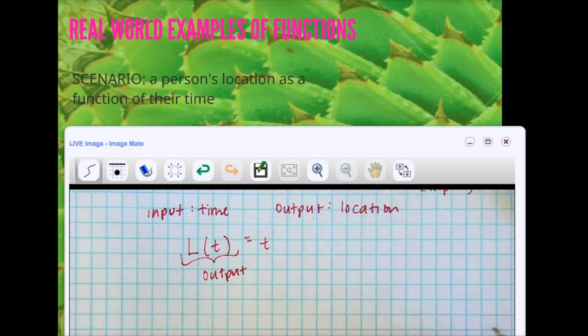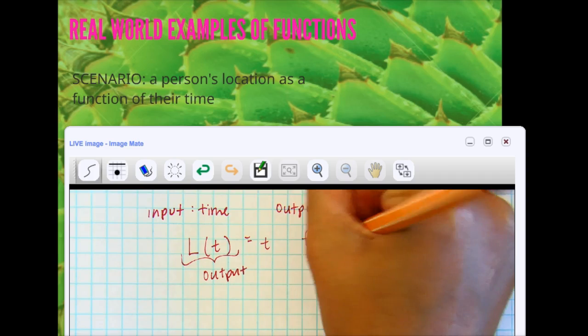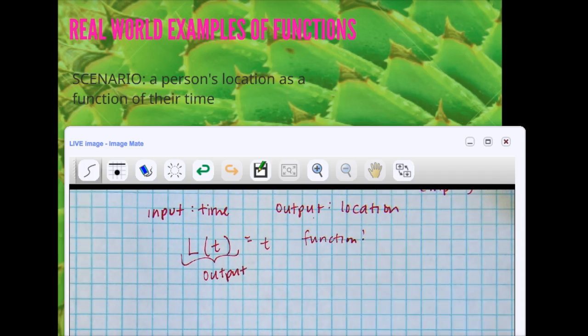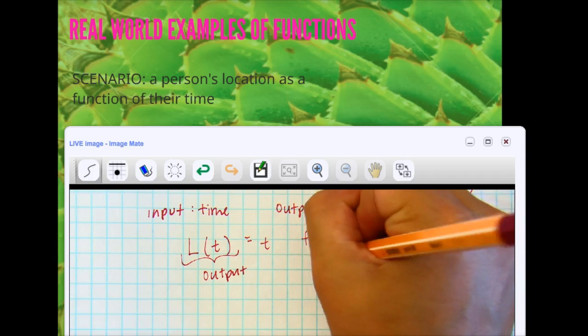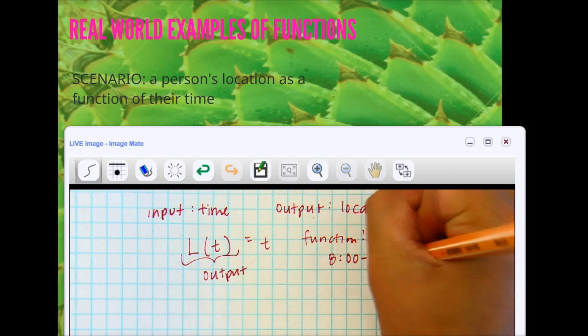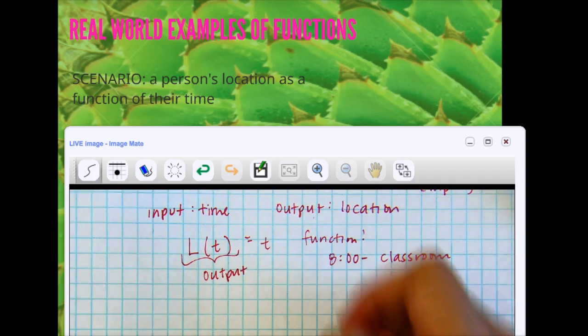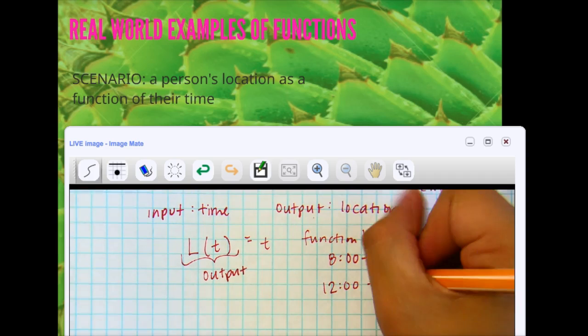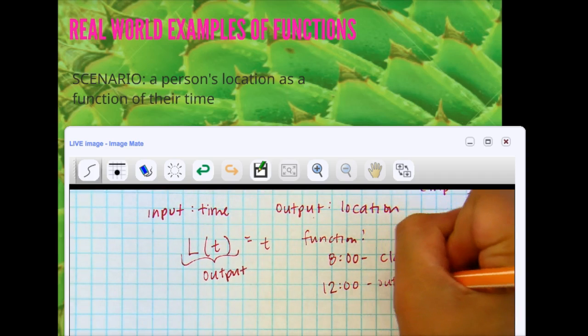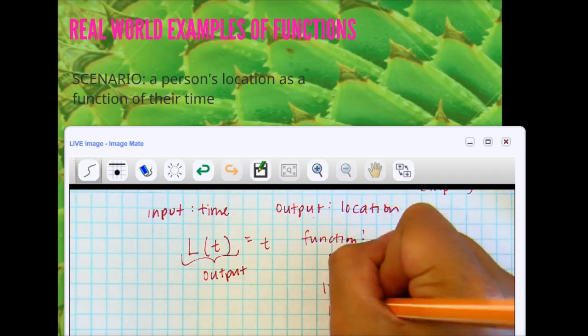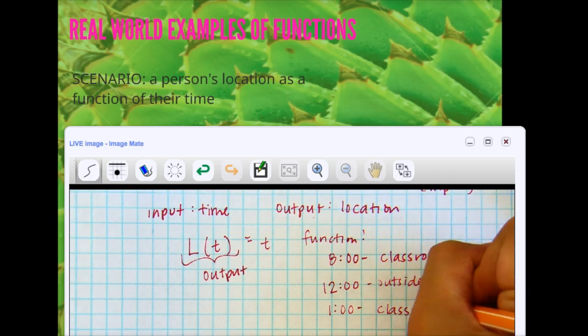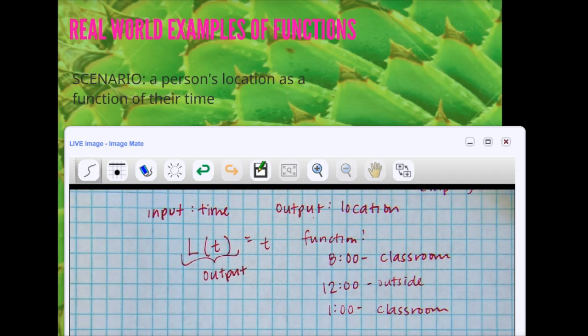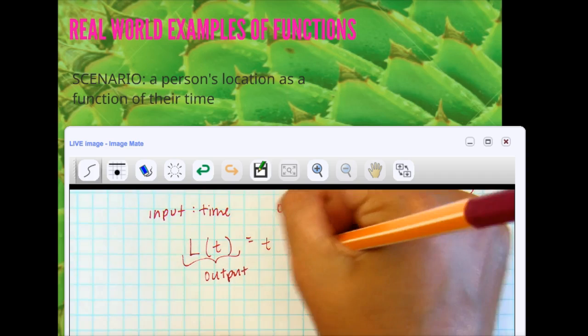So in this case, this is a function. If I consider different times, maybe at 8 o'clock, I'm in my classroom. And then at 12 o'clock for lunch, I decide to go outside. And then at 1 o'clock, I'm back in my classroom. But I can't be both in my classroom and outside on the quad or on the basketball courts at the same exact time. I can't be in two locations at once. So in this case, this is a function.